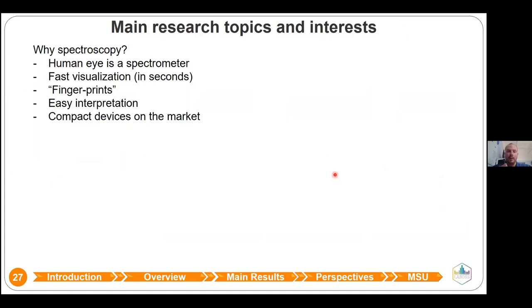And why spectroscopy, not other methods? Because simply speaking, the human eye is a spectrometer: we can recognize colors, we can understand the intensity of the color, at least maybe not in the digital scale, but at least high, low, and so on. This method allows very fast visualization, because we can recognize that something is wrong or something is good in a second. We do not need to go through all complex math to calculate something. We just see something and we understand if it's good or not. Fingerprints: spectroscopy allows you to use fingerprints without a detailed understanding of what is happening in reality. Easy interpretation, and again, a very important point, there are plenty of compact devices on the market.